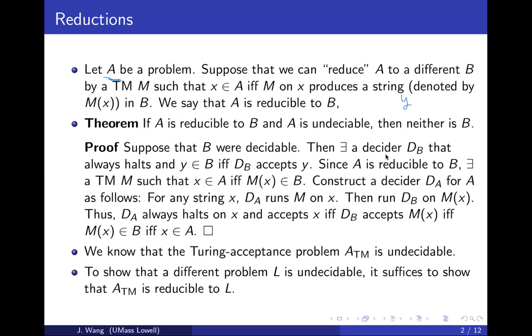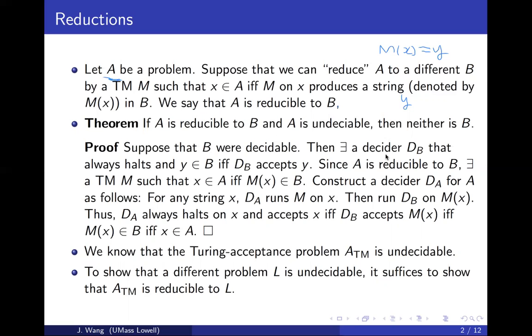So here we are thinking of this Turing machine M as a function. So in other words, M computes a function. So this is M of X that gives the output Y. If this is the case, then we say that A is reducible to B.